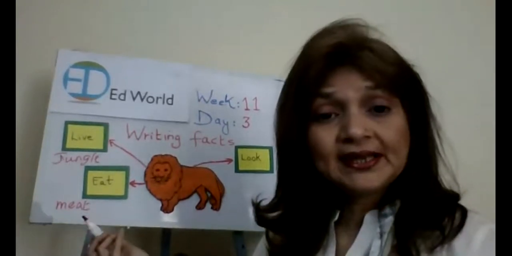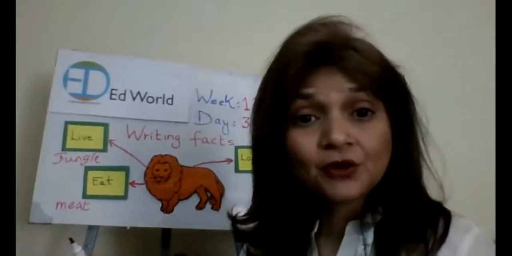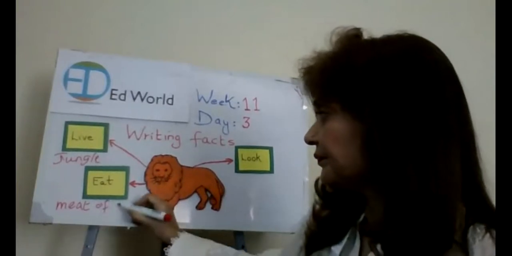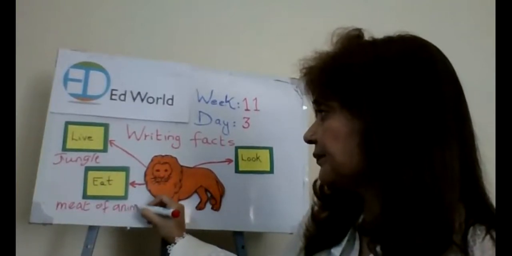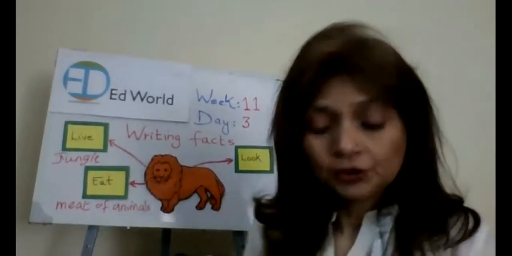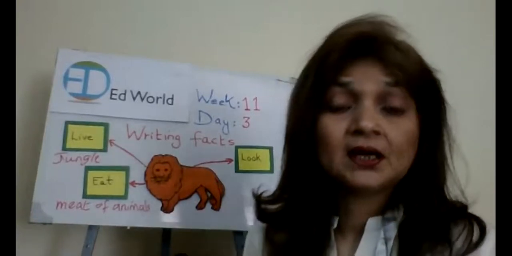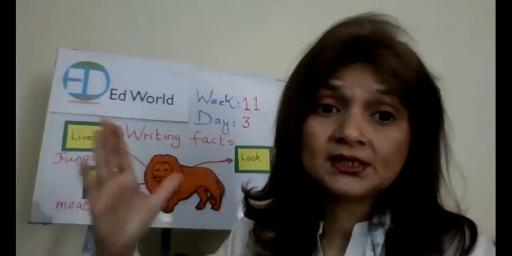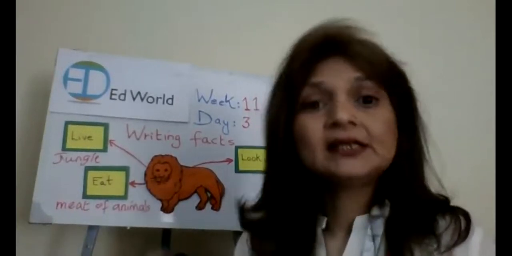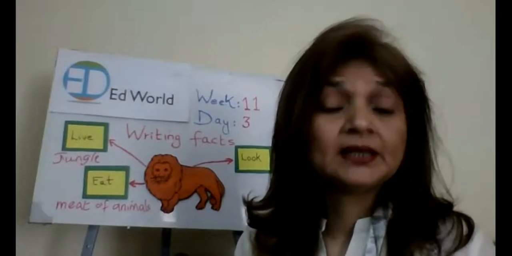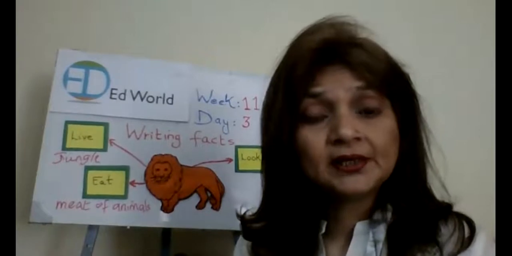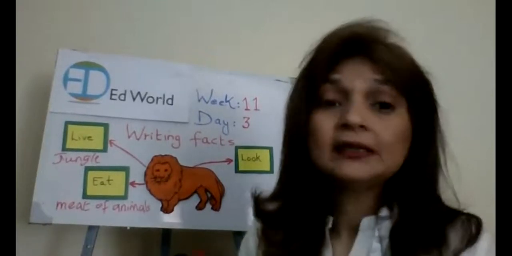And from where will it get the meat? Of course, it will get meat from animals. Meat of animals. And you know what those animals are? Those animals are leopards. They are zebras. They are even the tallest animal, the giraffe. The lion can eat even the giraffe. And it likes to eat tiny animals as well, like lizards, turtles, crocodiles. Okay, so these are the animals that are eaten by lions.